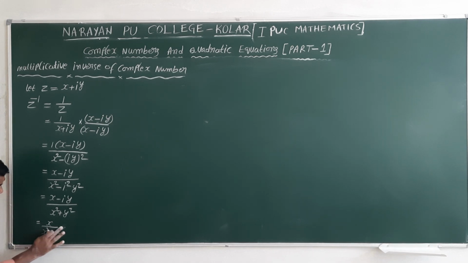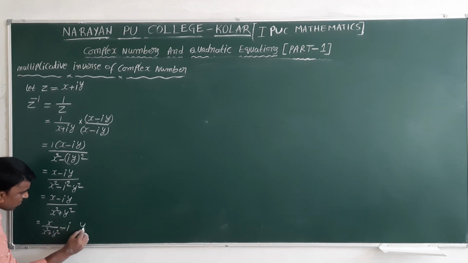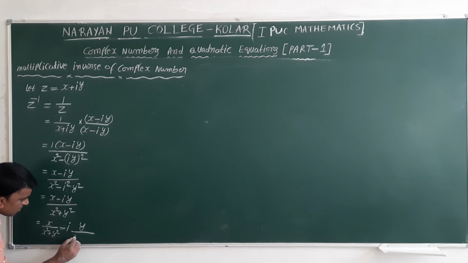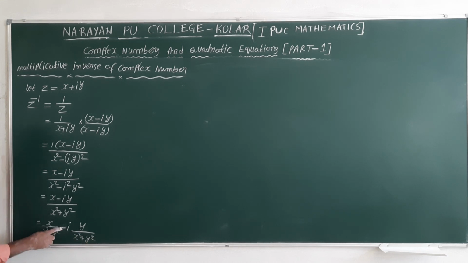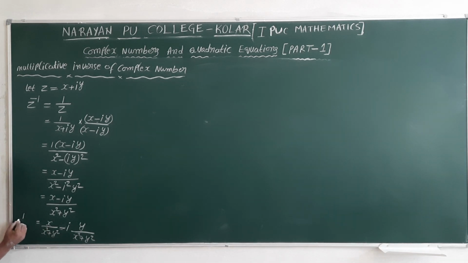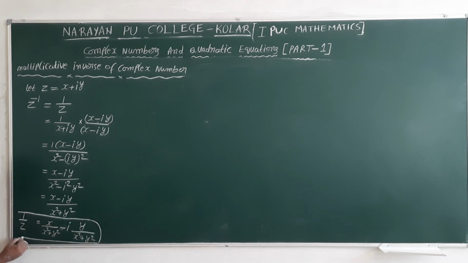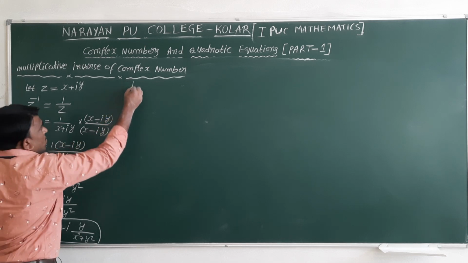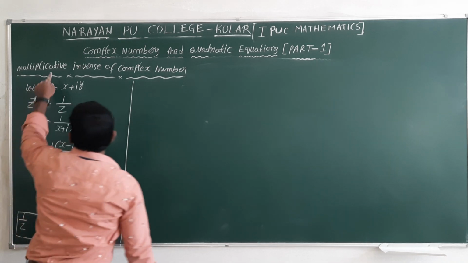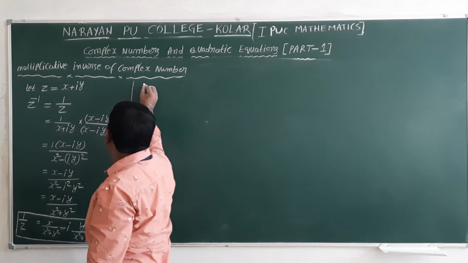plus minus i into y divided by x square plus y square. So if you write the standard form, x by x square plus y square minus i y by x square plus y square, that is 1 by z. If you take an example, then you will come to know how to calculate the multiplicative inverse of a complex number.